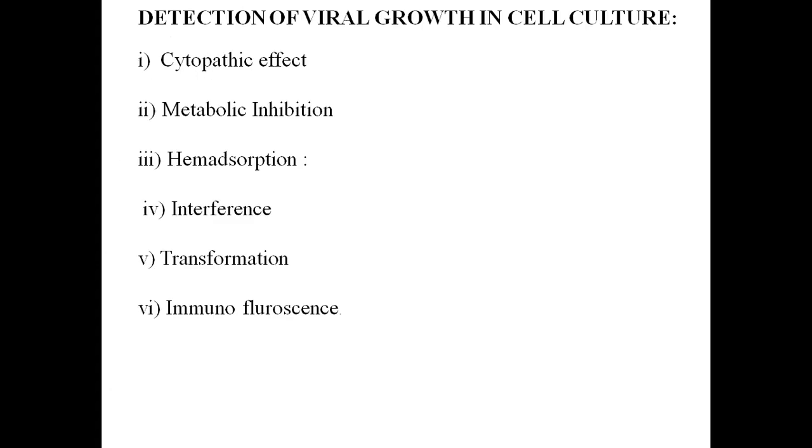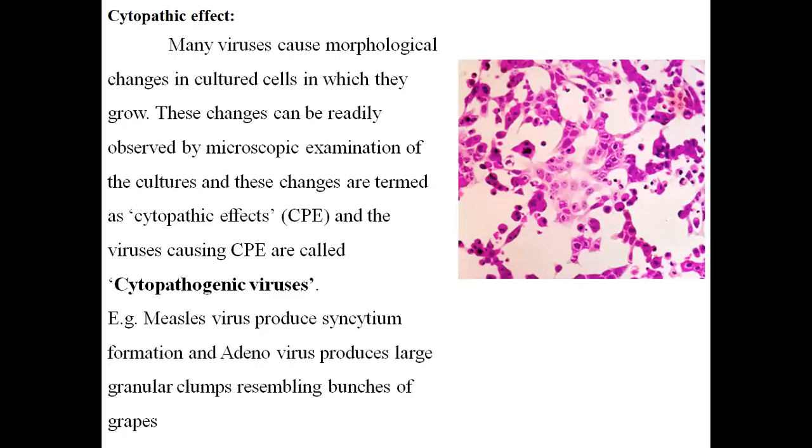Then, how can you identify the viral growth in this cell culture? There are certain parameters followed in identifying the viral growth in the cell culture. What are they? Number one, cytopathic effect, metabolic inhibition, hemadsorption, interference, transformation, and immunofluorescence. These are the parameters that we follow to identify whether the virus is growing in the particular cell culture. First one, we'll go to the cytopathic effect.